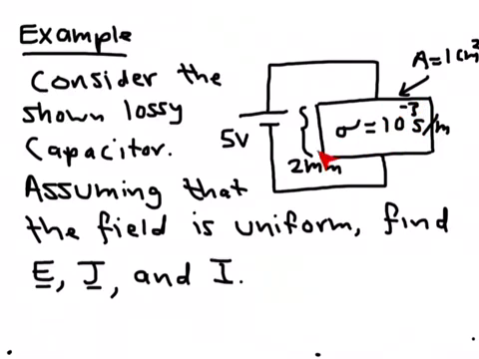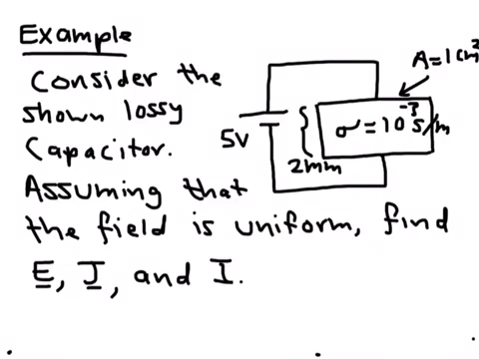The separation between the two plates is 2 millimeters, and the area of each one of these two plates is 1 centimeter squared. We would like to know the electric field inside this capacitor. Of course, the electric field will be pointing from the higher potential to the lower potential, from the 5 volts to the 0 volts. There is a voltage difference here. We would like to know the current density J flowing inside the capacitor.